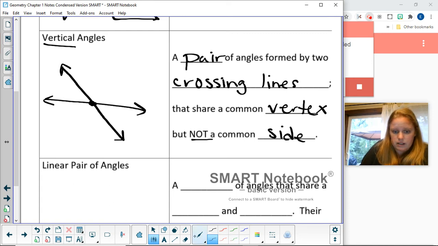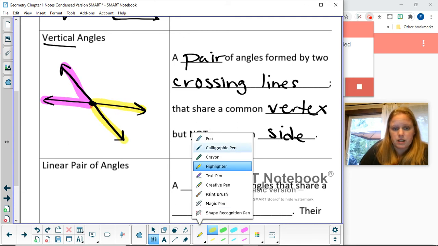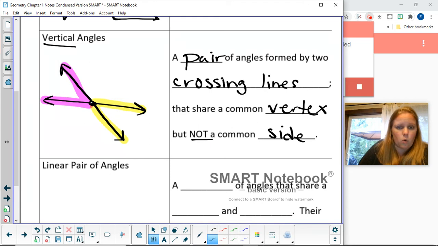So I'm going to highlight these. So I could look at maybe this angle right here in pink, and this angle right here in yellow. Now you can see that they both come together at that common corner, that vertex. But both angles have separate sides. The pink and the yellow are not overlapping each other. So maybe I'll call this angle A and I'll call this angle B. So angle A and angle B are vertical angles.